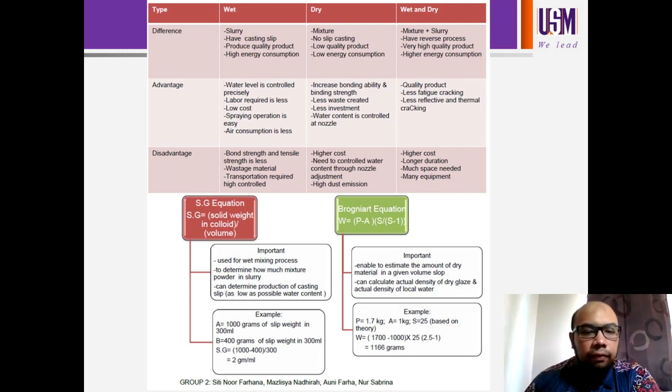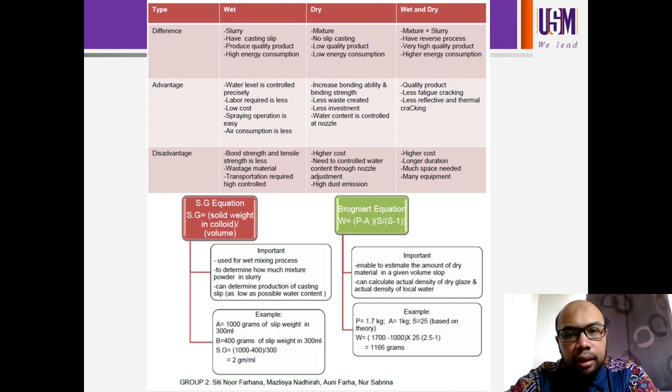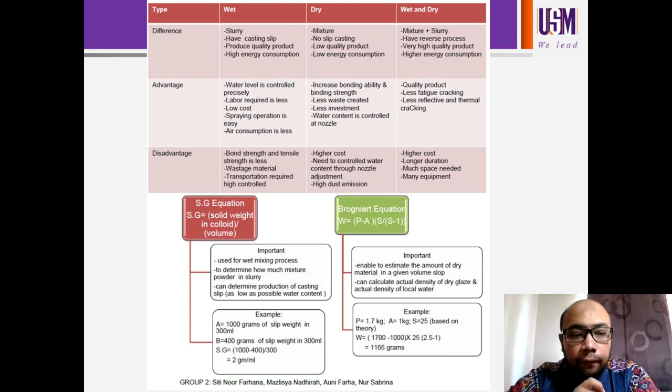Okay, so in these cases, I give you a simple example of how to calculate using the SG and also the Brogniart equation. For this kind of equation, I think in the past year exams, in the last 3 years, this question had been asked in the final exam. So therefore, my tip to you is to try to find a few simple calculations related to the SG equation and also the Brogniart equation.